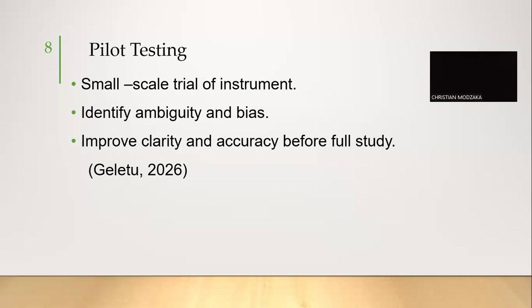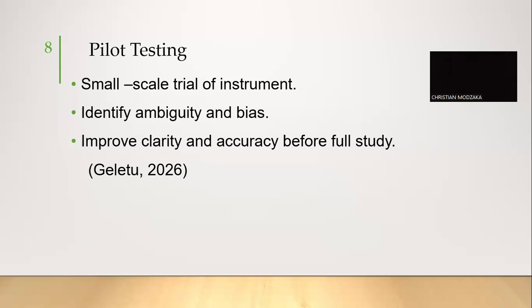All right. So in pilot testing, first of all, we use a small scale trial of instruments. So now we've designed our instrument. We just use a small scale, like we take a small sample and then test to see if it will actually bear this attribute.